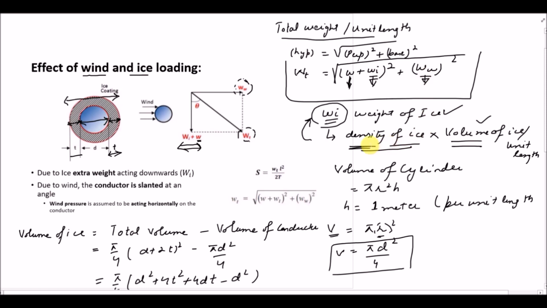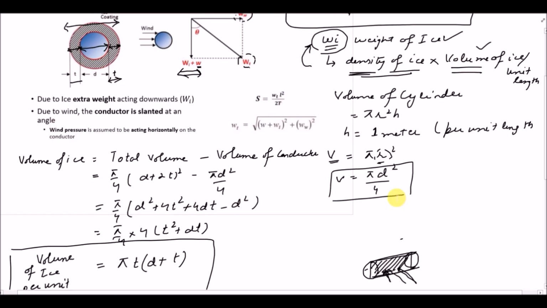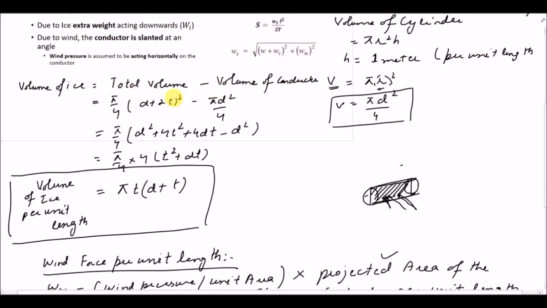For the weight of ice, we know that it is just the multiplication of density and volume of ice per unit length. For the calculation of volume, it is a cylinder. So we have to calculate the total volume of the conductor with ice loading and then subtract the volume of the conductor. We did the same, and we calculated the volume of the cylinder, and then we subtracted the volume of the conductor from the total volume.